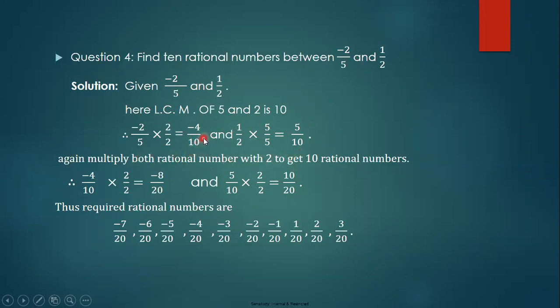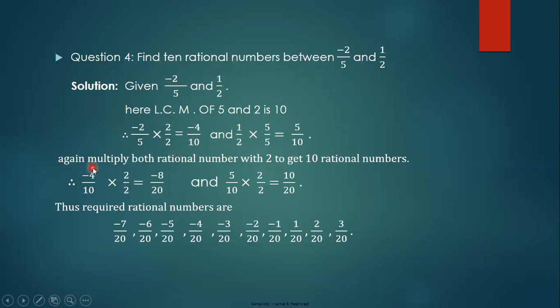Now here between minus 4 by 10 and 5 by 10, I have to find 10 rational numbers. Between these two, if I write minus 3 by 10, minus 2 by 10, minus 1 by 10, 0, 1 by 10, 2 by 10, 3 by 10, 4 by 10, I'll get only 8 rational numbers. So I need 10 rational numbers.